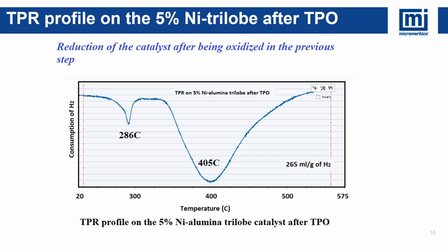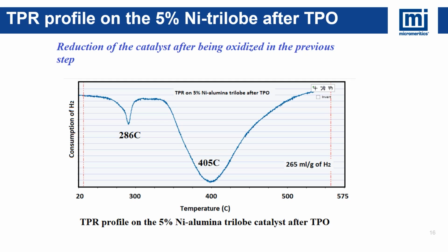So in this case, we know that the catalyst has been completely reduced because we follow the baseline of the TCD. When the baseline comes back to 0, we can even calculate the amount of nickel present on the catalyst. We know that 1 gram of pure nickel oxide can consume about 300 milliliters per gram of hydrogen. In this case, we calculate 265 ml per gram.